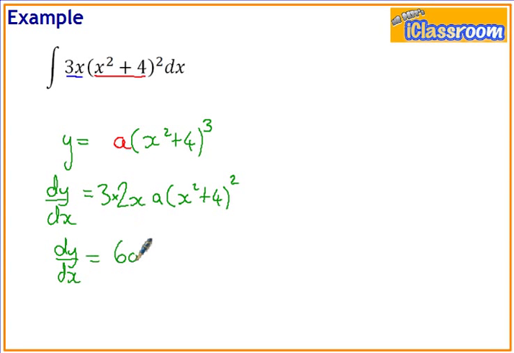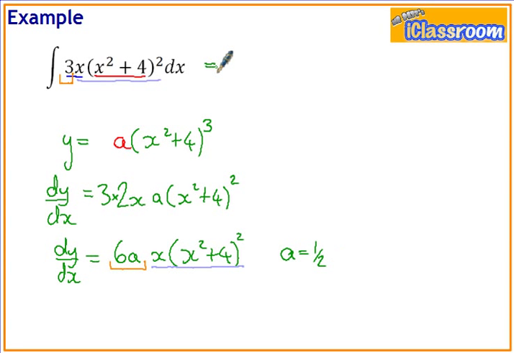So this becomes 6ax lots of x squared plus 4 all squared. Again, comparing my coefficients. This time I want 6a to be equal to 3. Notice that my x squared plus 4 all squared is exactly what I have here. So the only correction that I need is this 6a to be equal to 3. So in this instance I would let a equal 1/2, and I know that my integral is then going to be 1/2 of x squared plus 4 all cubed plus my constant of integration.